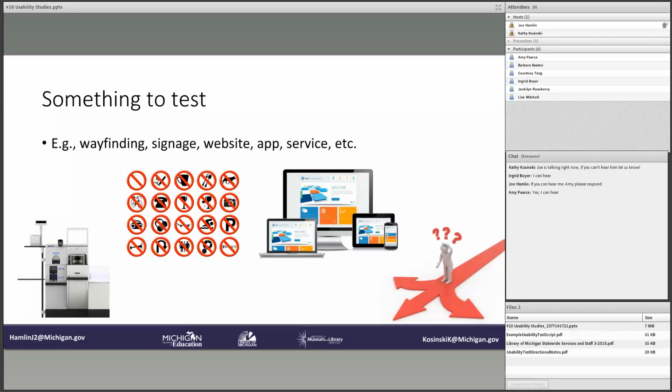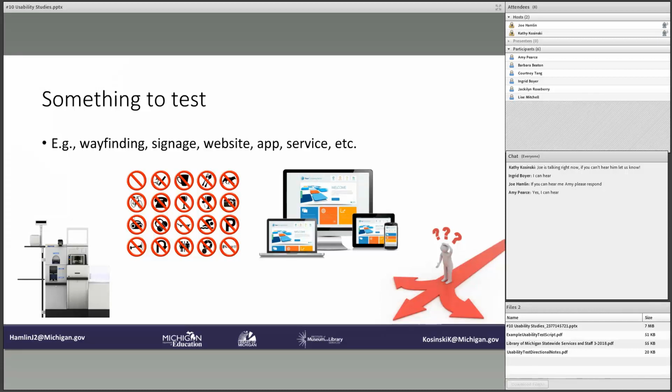Something to test could be many different things. Wayfinding is one way to do it in buildings. Do you have a building where it's difficult for people to get to one area of your collection, or to find where the help desk is? Signage: do you have too much or too little signage in your building? Is it overwhelming people or maybe completely non-existent? This goes hand in hand with wayfinding, but it can also work with your services.